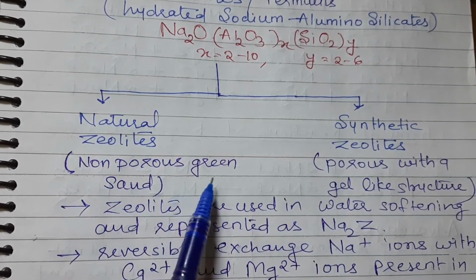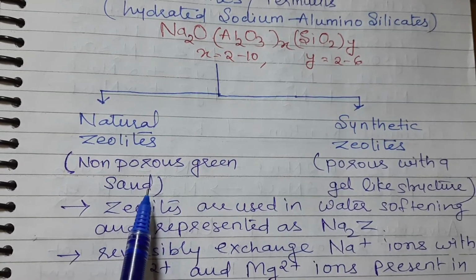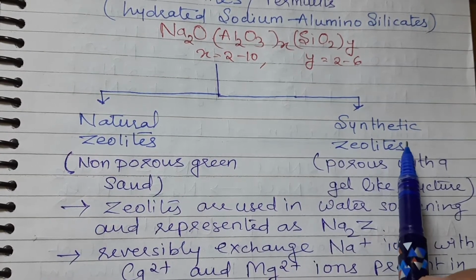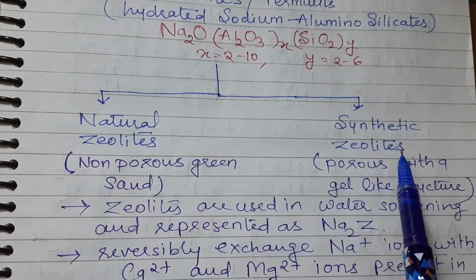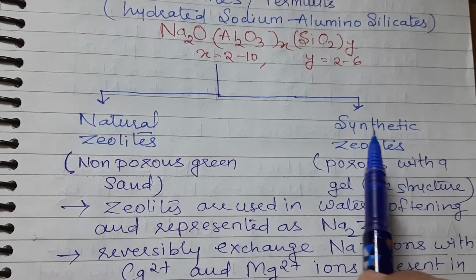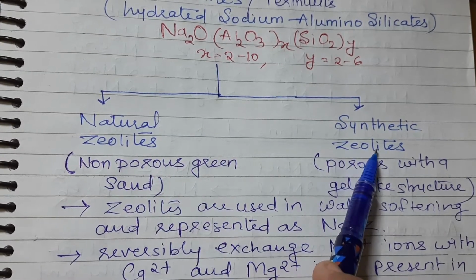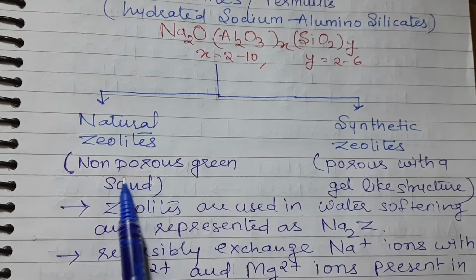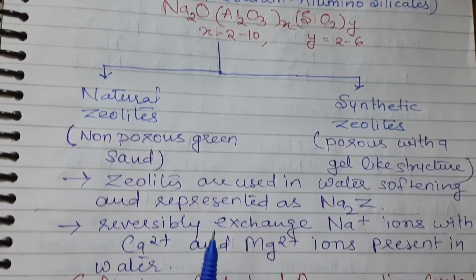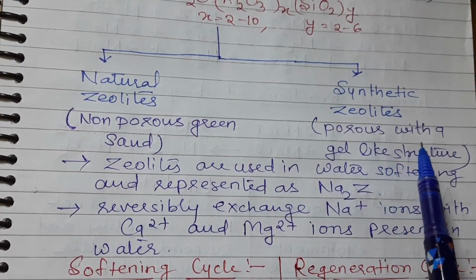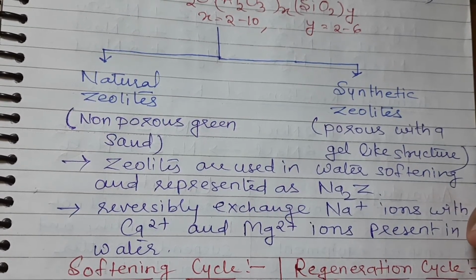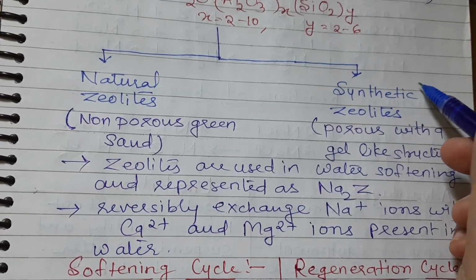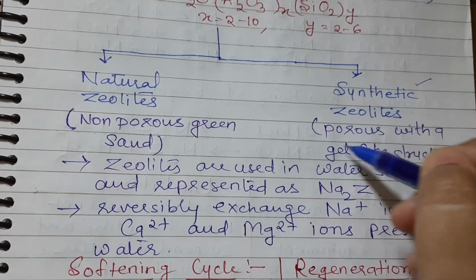They are like non-porous green sand, but it is also possible for us to prepare zeolite synthetically in the laboratory. You can mix certain types of clays in a definite proportion, and when you heat it, zeolites are formed. So what is the difference between natural and synthetic zeolite? The natural zeolite has a non-porous structure, but synthetic zeolites have a porous structure with a gel-like structure.